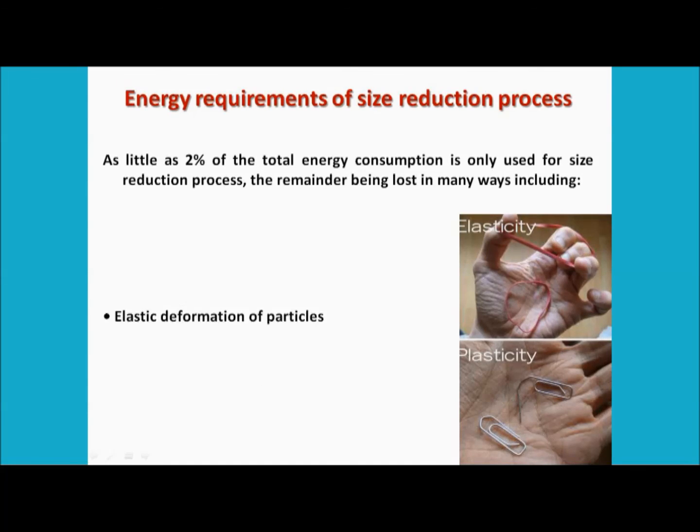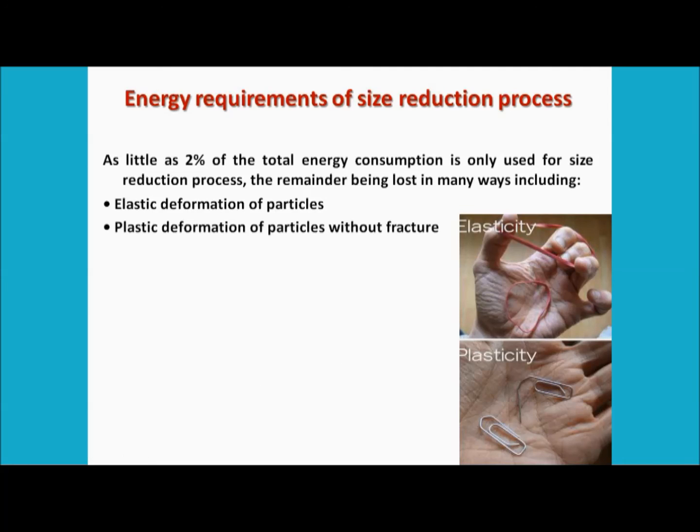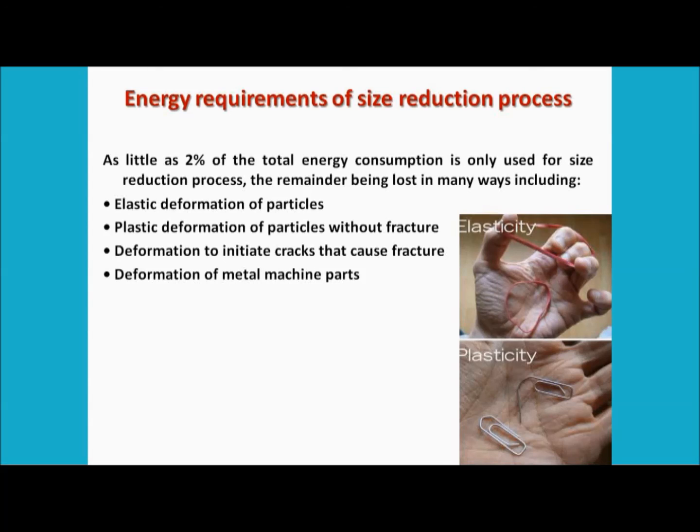Where is it lost? Number one, the energy may be used for elastic deformation of the particle, right? Number two, the energy may be used for plastic deformation of the particle without fracture. You see here I have shown you the elastic deformation, and this is the plastic deformation, right? Moreover, deformation to initiate the crack that causes the fracture. Deformation of the metal machine part: sometimes the energy used by the machine can also cause deformation of the machine part, right?